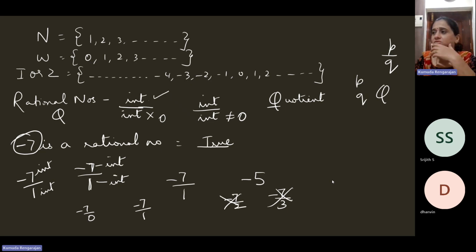What is the definition for natural numbers? All counting numbers. Whole numbers: counting numbers and zero. Integers: natural numbers, their negatives, and zero. And rational numbers, integer by integer, and you know that the denominator integer should not be zero, even if I don't mention that every time. Yeah, I'm coming to that.